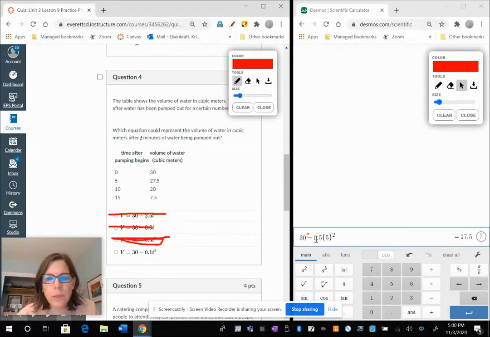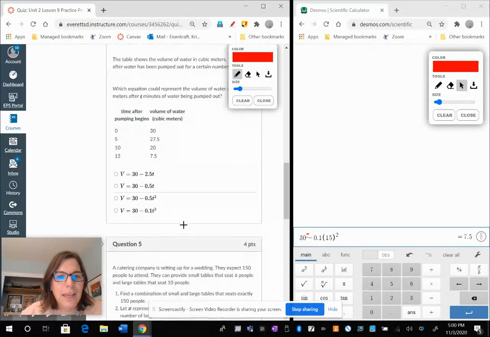Okay, last one. It changes this to a 0.1, and we'll try all the numbers. It's possible I made a mistake. 0, that works. 5 makes 27.5. 10 makes 20, and 15 makes 7.5. There's your winner. Those inputs and outputs worked for those pairs of numbers in the equation each time. So this is your equation that represents the table.